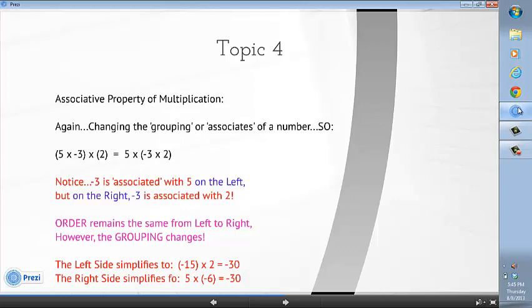But with the associative property, the order does not change. Just the associations change, just the grouping changes. Okay, so I'd like you to go ahead and pause again just a minute and answer question 6.